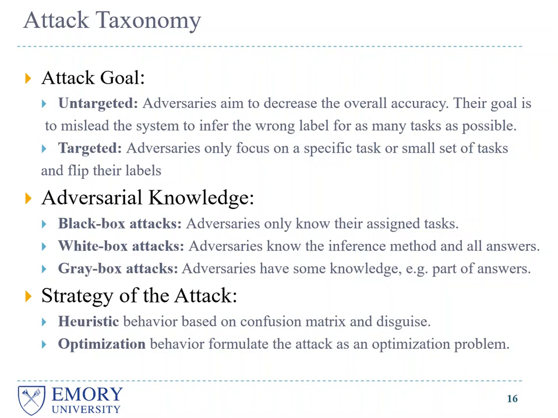We can also classify the attacks based on the level of malicious workers' knowledge. In black box attacks, the malicious workers only have access to their assigned tasks and have no other knowledge about the system. In white box attacks, the malicious workers have full knowledge of the truth inference method used and other workers' answers, allowing them to design stronger attacks. And in gray box attacks, the malicious workers may have partial knowledge, for example, a partial set of other workers' answers. For attack strategy, we can classify attacks into heuristic-based and optimization-based attacks, which we are going to talk about in detail in later slides.